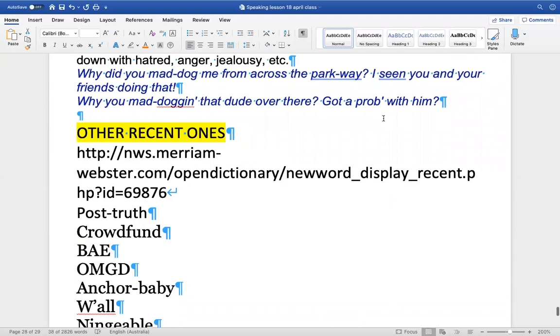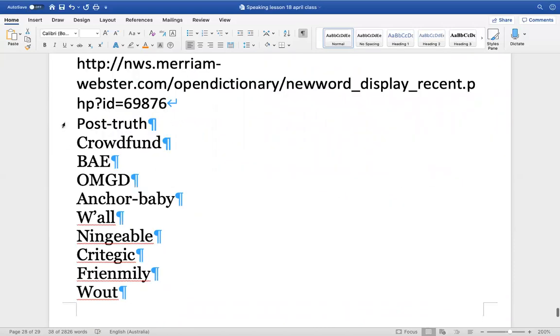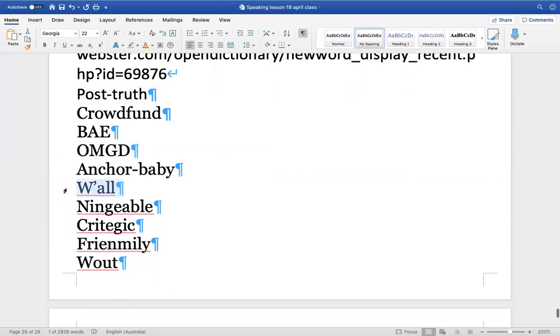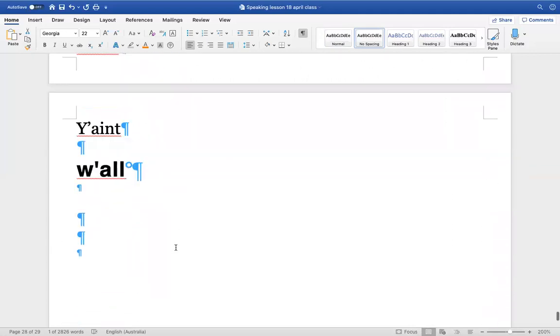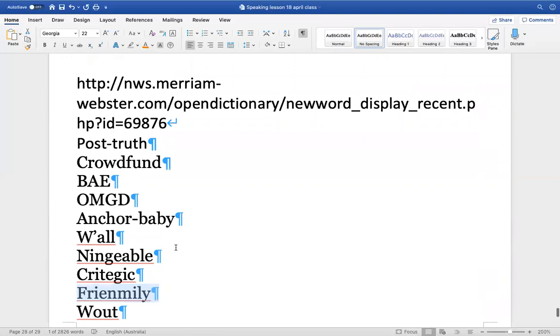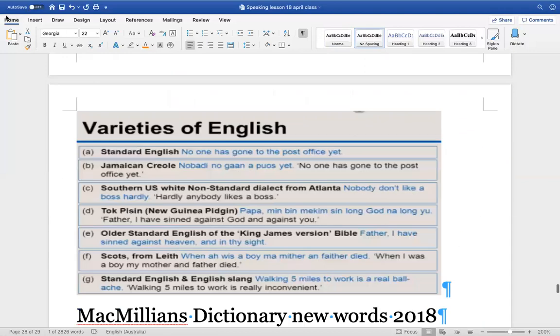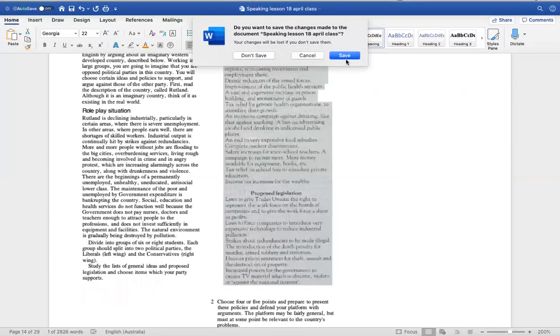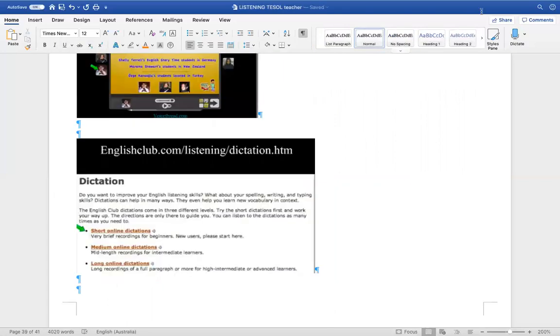And other new words. So crowdfund, post-truth, "oh my goddamn", "friendly" as in a friend family. These are all new words. And that was the end of that. That's what we did today in speaking, which I'll put on WhatsApp for you all to have a look at.